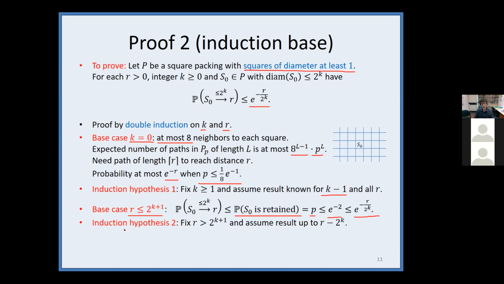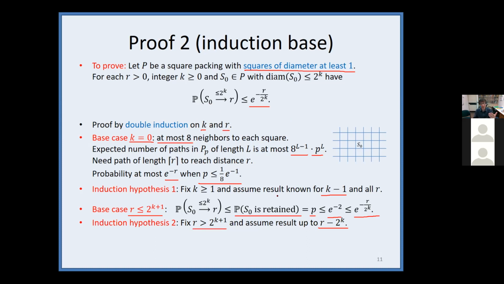So this allows me to make a second induction hypothesis that I assume r is greater than 2 to the k plus 1, but I assume that we know the result up to r minus 2 to the k. So this is the double induction. There will be one extra preparatory step before I go into the actual proof, so to speak. The next preparatory step, I would like to use all these induction hypotheses.